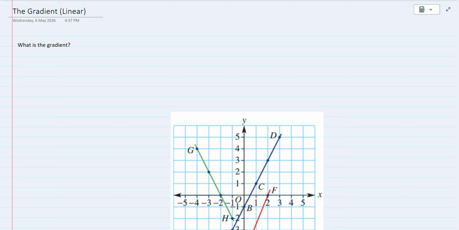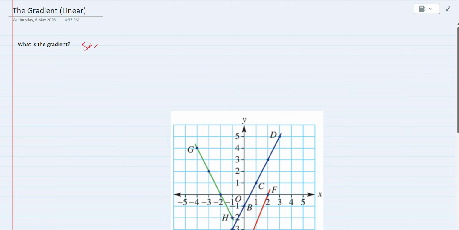In this video, we're going to look at the gradient of linear lines. And so, what is the gradient? The gradient is the steepness or slope of a line. And in our formula for a straight line, y equals mx plus c, we're paying particular respect to m. M is the letter representing the gradient.